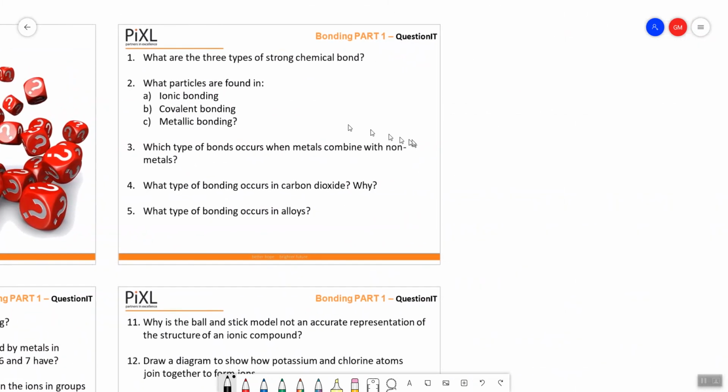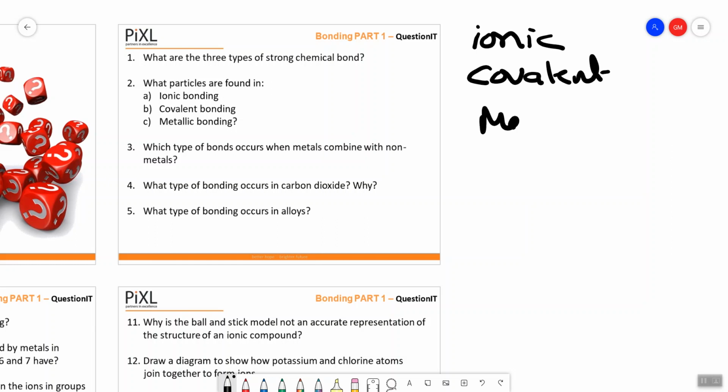Okay, so what are the three types of strong chemical bond? We've looked at ionic, so you know ionic. You know covalent, and we are going to look at another sort called metallic. But we'll focus on that another time. So at the moment we're focusing on these two.